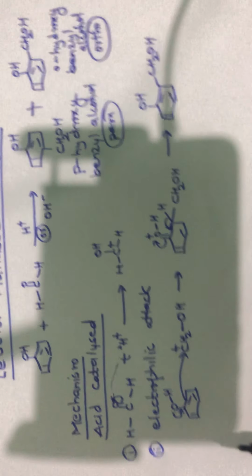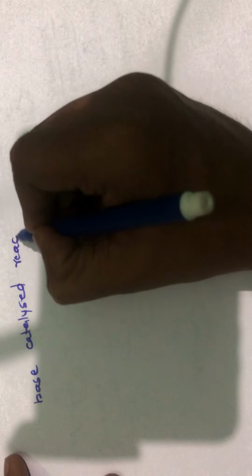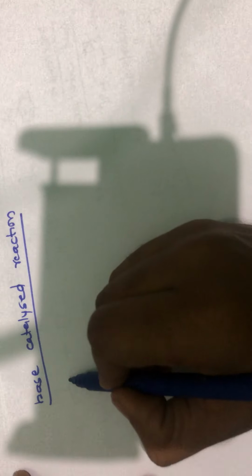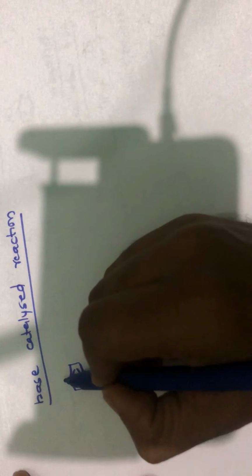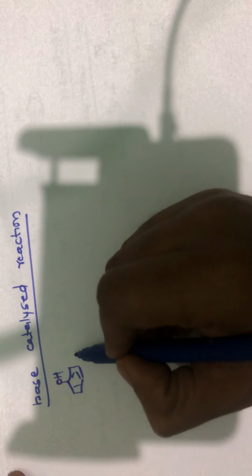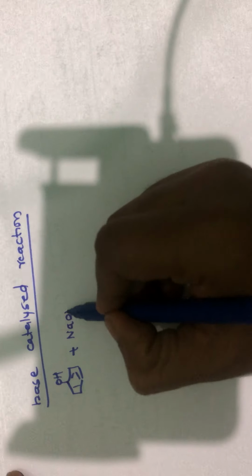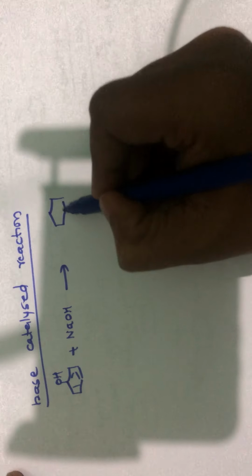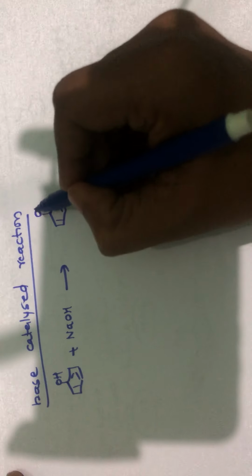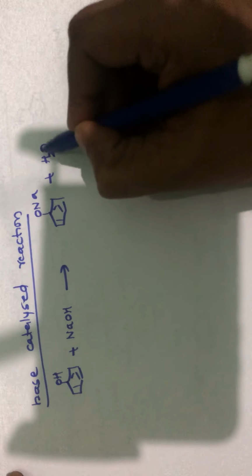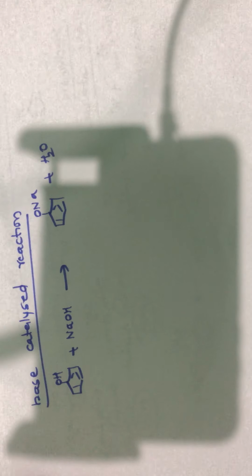So a similar product is formed if you use a base also. So let us see the base catalyzed reaction. What happens when you use a base? Base catalyzed reaction. Same reaction, same product, that is Lederer-Manasse reaction. When a phenol is treated with a base, I mean with NaOH, you get sodium phenate first, because phenol is acidic, NaOH is a base, so an acid-base reaction takes place initially.